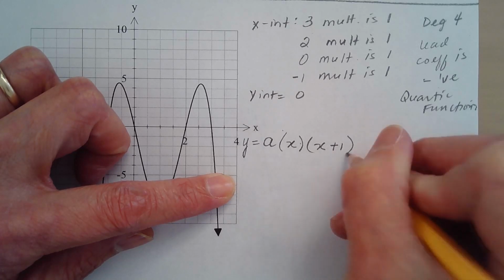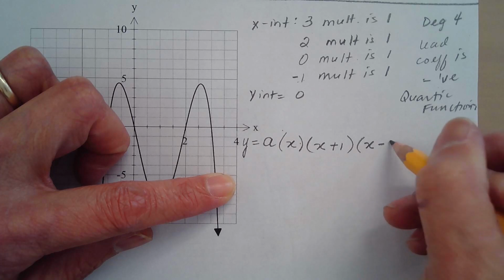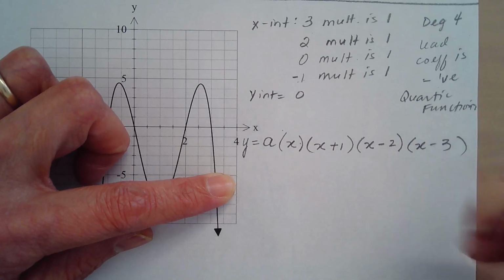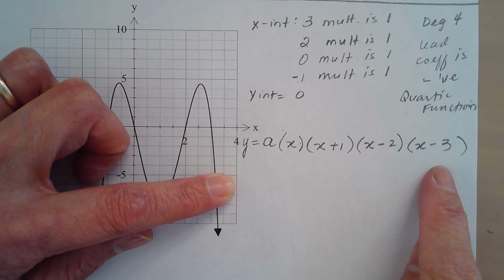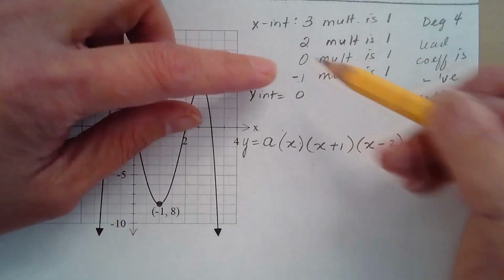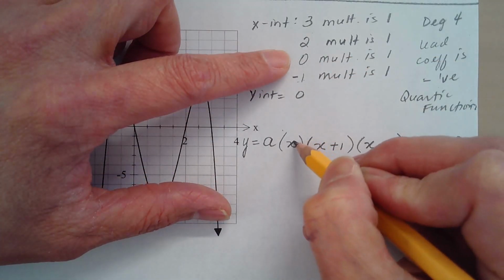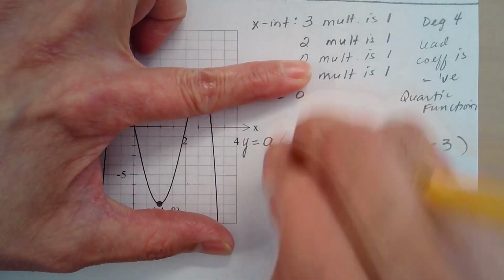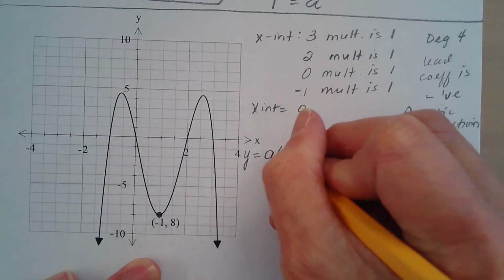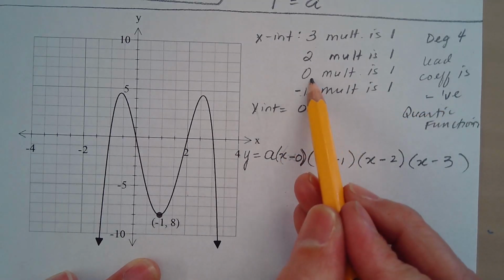X plus 1. Okay, so that's for the minus 1 there. X minus 2. X minus 3. Is everybody clear on this one? No? Okay. So x minus 0. Remember these are the x-intercepts, so it's going to be x minus 0. Is that okay? So that's for that one.